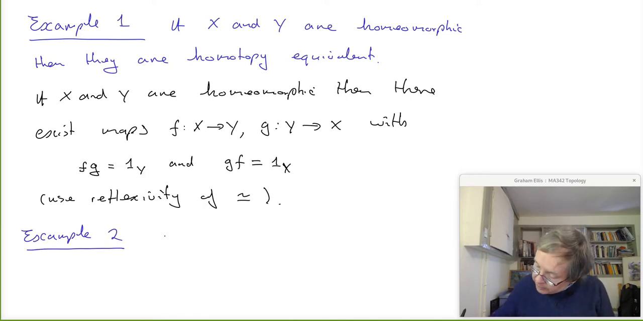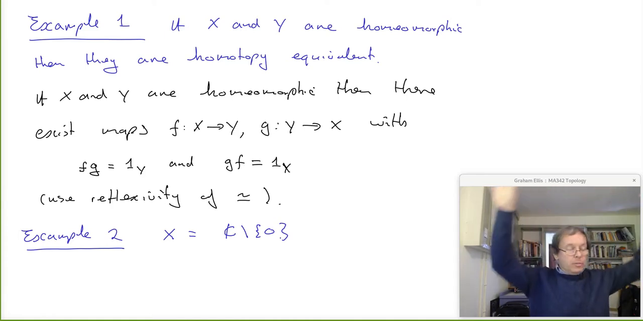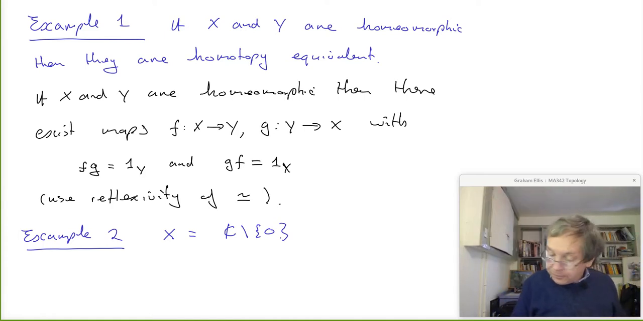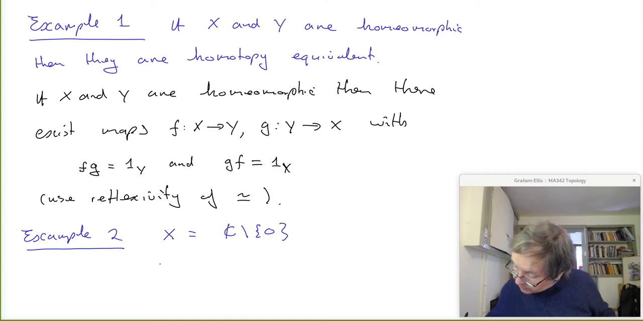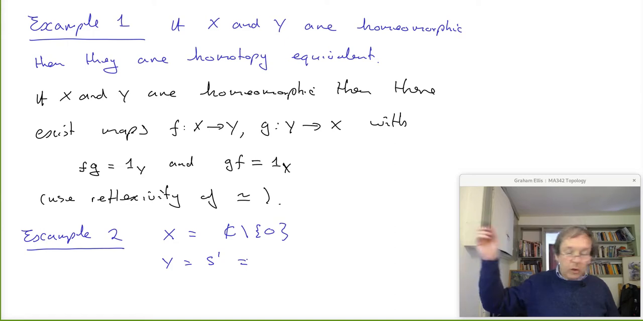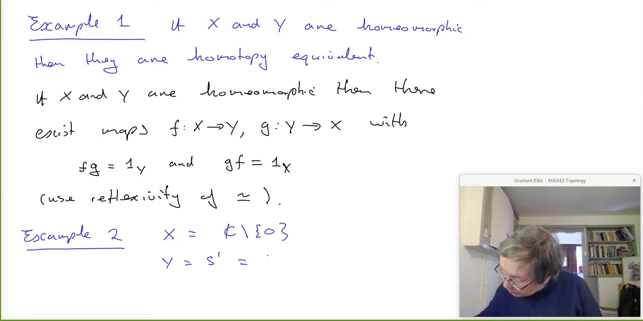Let's consider the space X consisting of all of the complex numbers, the complex plane, except for the complex number 0. So think of the plane of all complex numbers excluding 0. And let Y be the circle. By a circle, I mean all complex numbers whose modulus is 1. So let Y be the collection of all z in the complex plane such that the modulus of z is equal to 1.